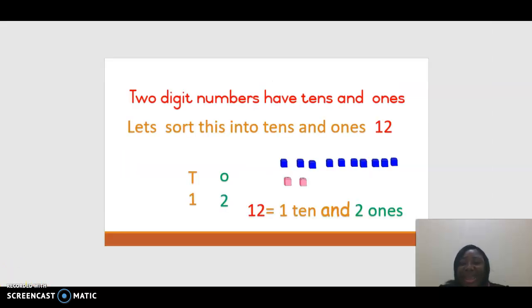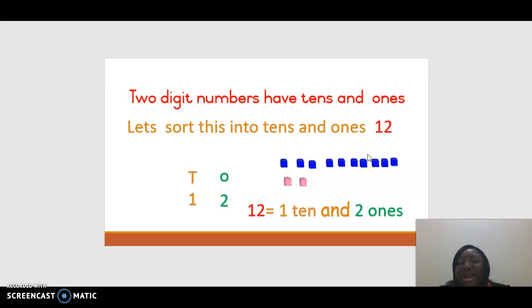On my screen, I have written a two-digit number here. I want us to find out how many tens there are in this two-digit number and how many ones there are in this two-digit number. Let's sort to find out. In science yesterday, you had sorted materials into different groups. We can apply the same method here today by sorting numbers to find out how many tens and how many ones we've got. I have decided to use two color cubes to do my sorting today.